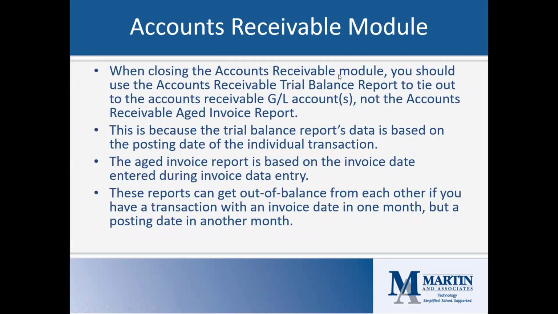Okay, when you're closing your AR module, this is exactly what I just talked about on the AP side. Almost verbatim, because it's the same exact thing. You have an invoice date on an AR or a sales order invoice. That's what determines what aged invoice report it shows up on. The posting date determines when it's going to hit the general ledger and when it shows up on the trial balance report. So again, use your trial balance report for both AR and AP when tying out to your general ledger, because it goes off the posting date.